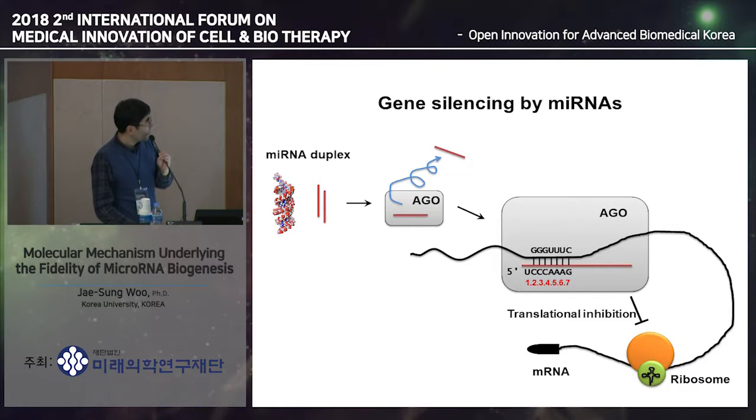The most important sequence is here, from the second nucleotide to the 7th nucleotide. This sequence is called the seed sequence. So seed match is important for targeting.